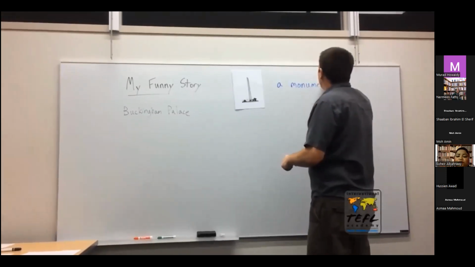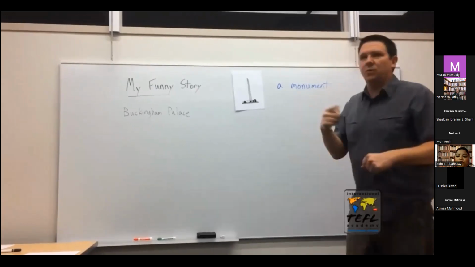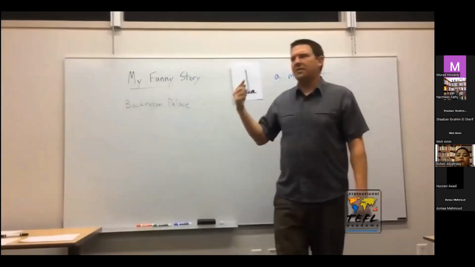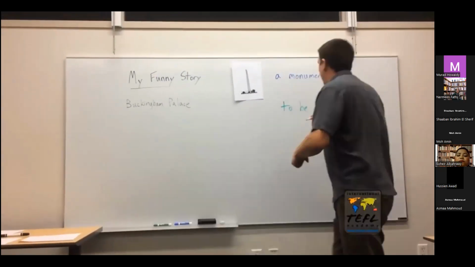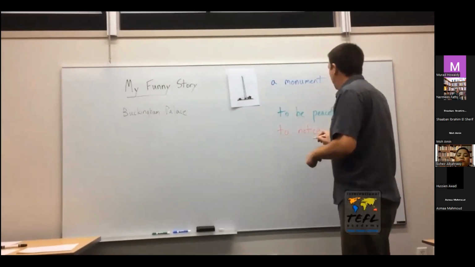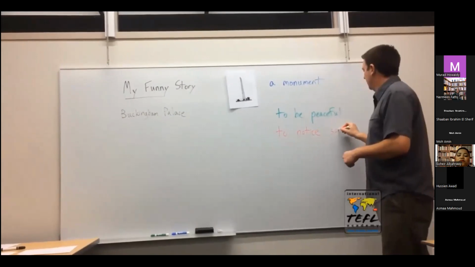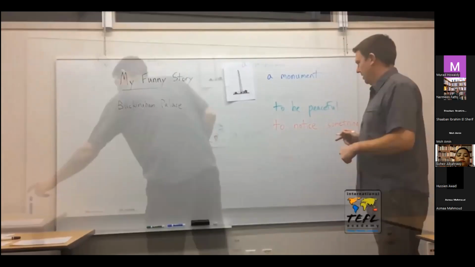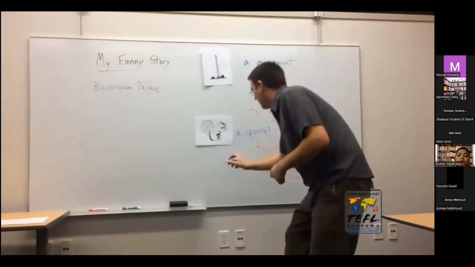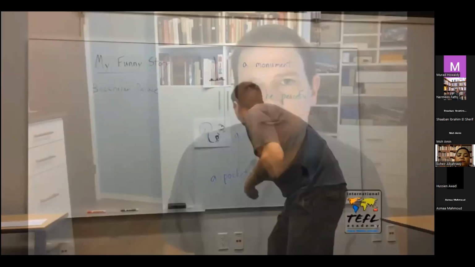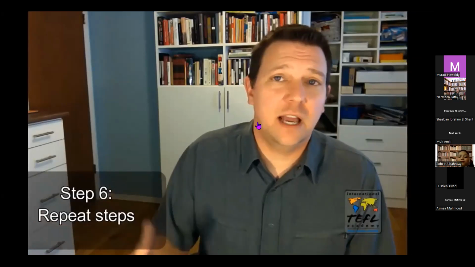A monument. And we have A because it's countable. 1 monument, 2 monuments. Yeah, good. All right, so that's a verb. So I'm going to write it in red. To notice. And I'm going to put something, because we usually notice something. We'll put it right here. A pocket. Yeah. Step 6, repeat these steps for all of the words on your list.